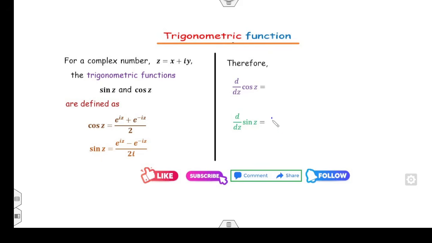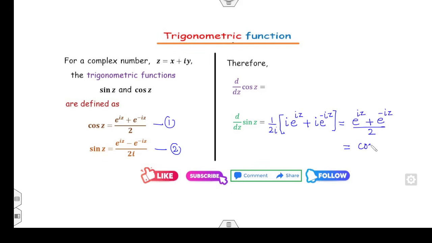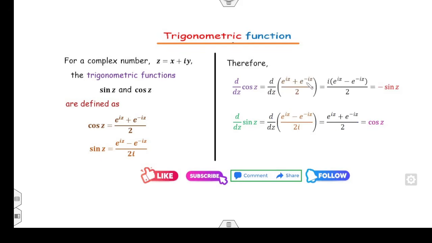For example, how can you define the derivative of sin z? I can differentiate equation number 2 with respect to z. One over 2 iota is outside. It is iota e raised to the power iota z plus iota e raised to the power minus iota z. I can divide by 2, then it is e raised to the power iota z plus e raised to the power minus iota z divided by 2. That becomes cos z. Therefore, the derivative of sin z is cos z. Similarly, you can prove that the derivative of cos z is minus sin z. That is the first property, the first relation between sine and cosine.